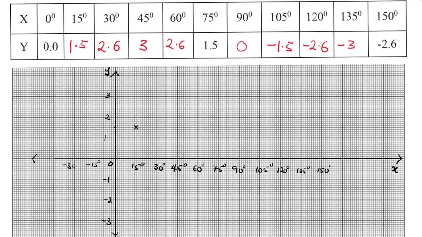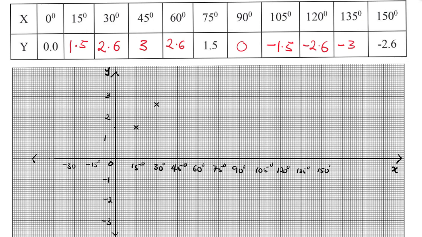Then the next one is when x is 30, y is 2.6. So now 30 is here, and on the y-axis we're going to look for 2.6. Where is 2.6? 2 is here. Then we're going to count 6 small boxes, because each small box is 0.1. So 0.1 times 6 is 0.6, and 0.6 plus 2 is 2.6. So it's going to be here. So remember, when x is 30, y is 2.6. So they are going to meet here.